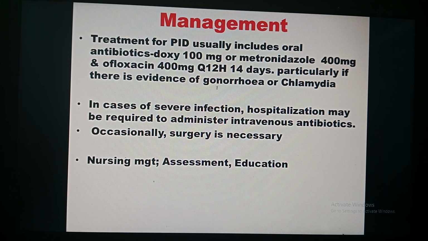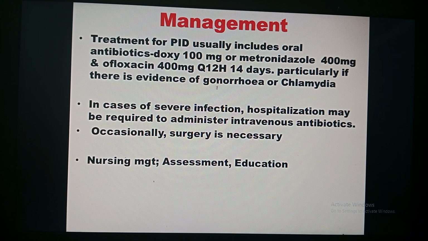We also have to give education regarding female anatomy and physiology, regarding safe sexual practice and avoiding multiple sexual partners, and, if an IUD insertion is done, how to take care of that IUD. All that education has to be delivered by the nurse.